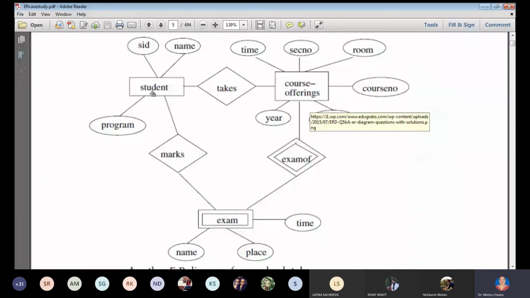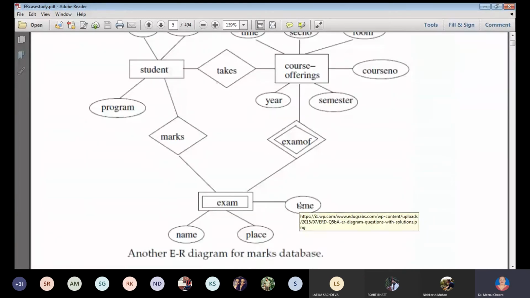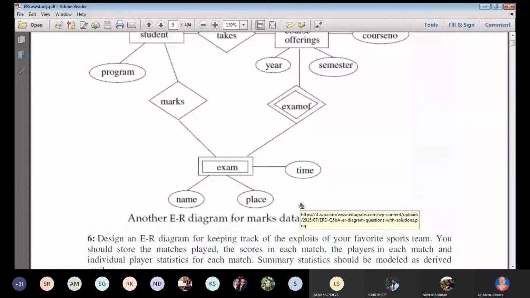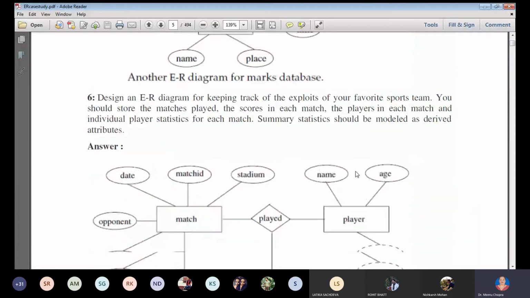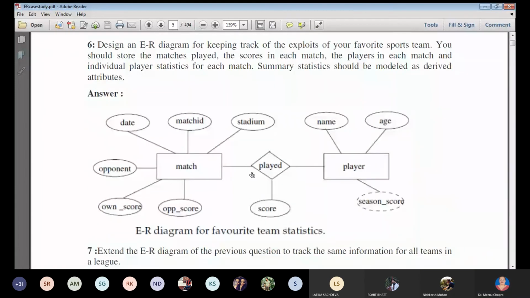Fine. So this is about the student, course offering and the exam. तो एक ही ER बनाने के diagram के बहुत सारे तरीके हैं. Clear? Then one more ER diagram, this one. Now there is a match, of a favorite sports team hai. This is one match. Fine. And these are the players. Fine. So this is make a ER diagram to keep the track of your favorite team.